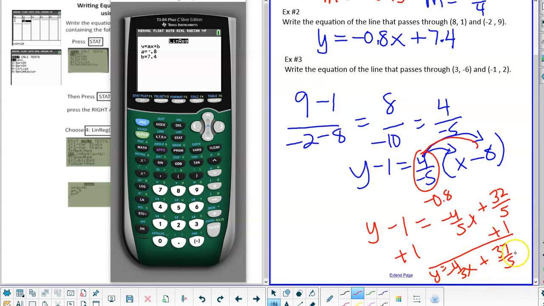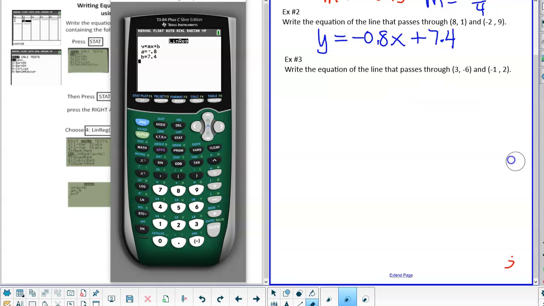So this is a right answer. But look how long and look how much work I had to do. The calculator did it right away, right? 37 divided by 5 is 7 2/5, also known as 7.4. All right, I'm going to erase all that messy work.